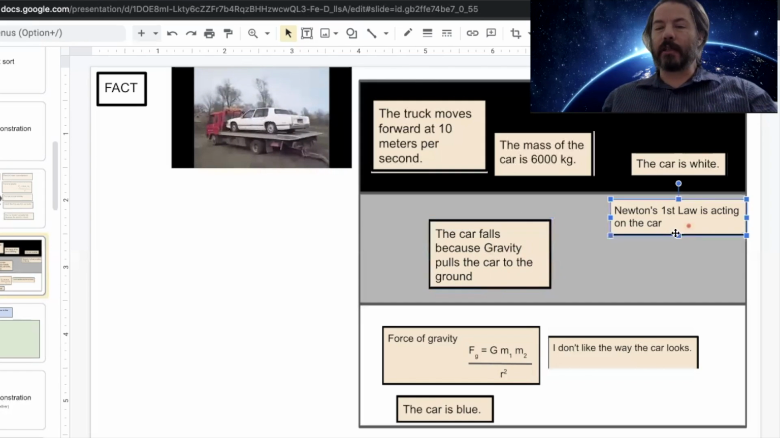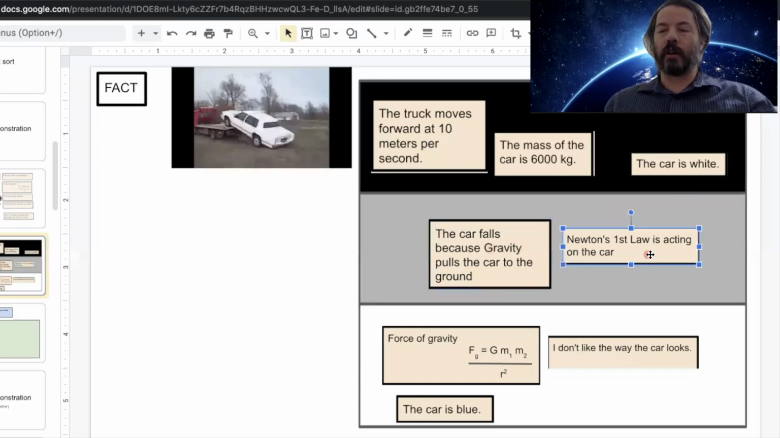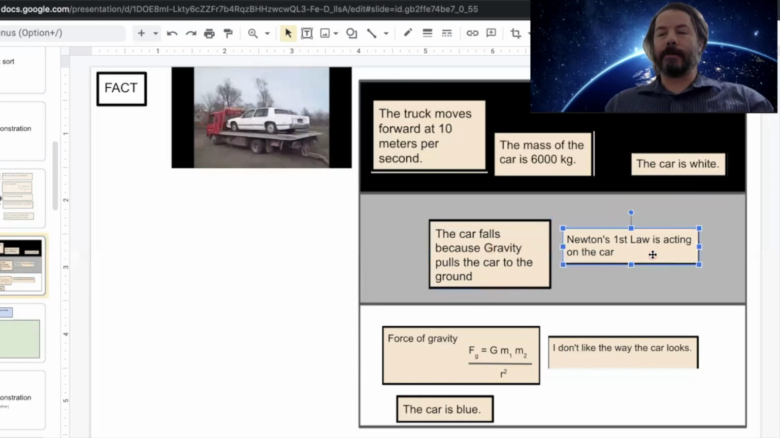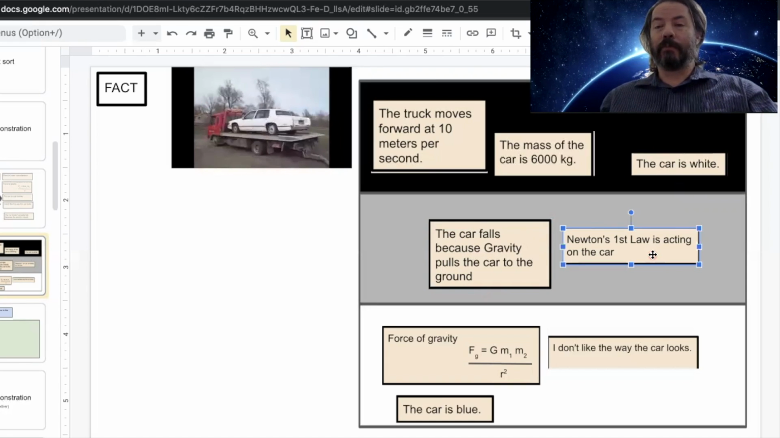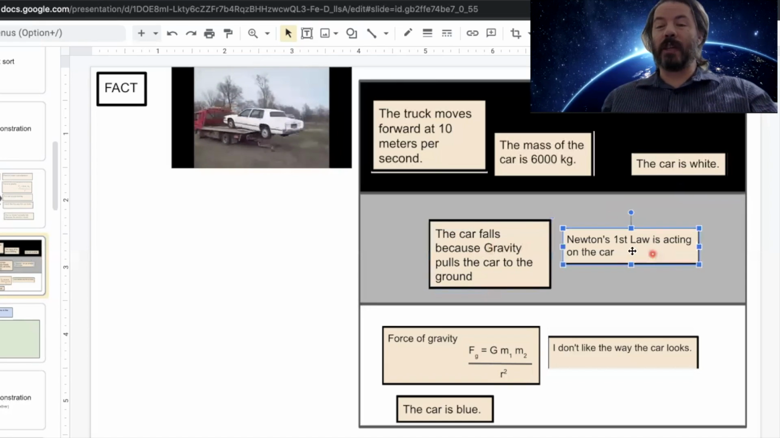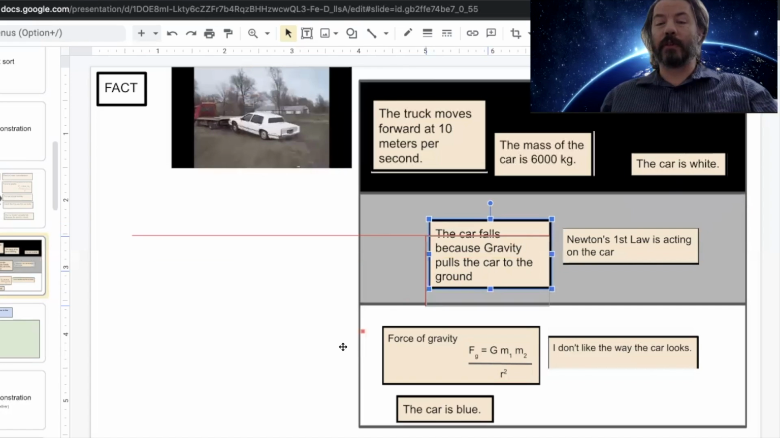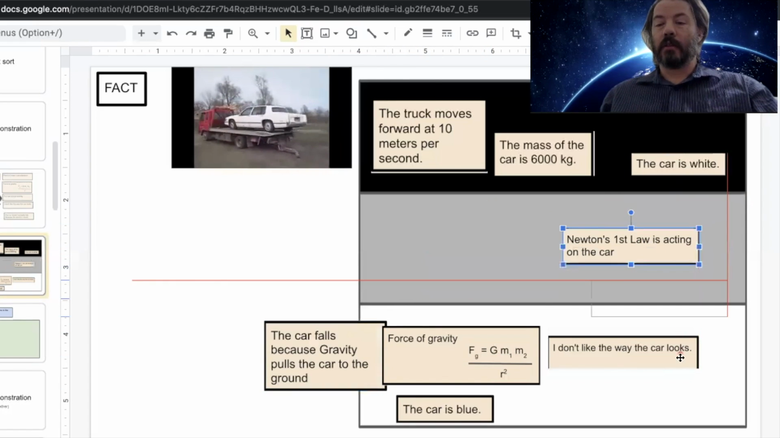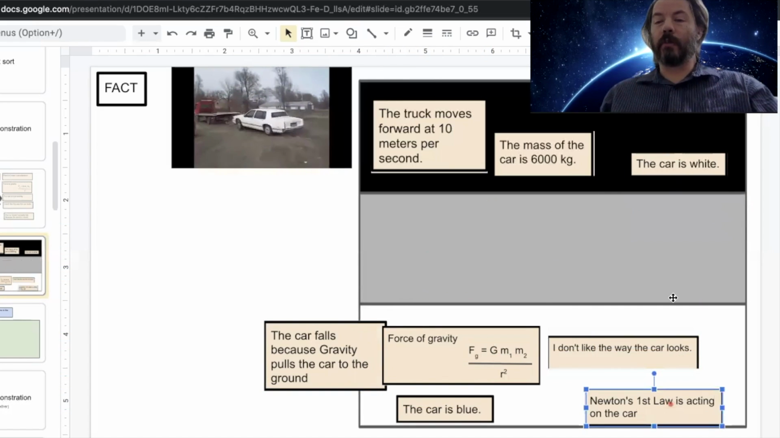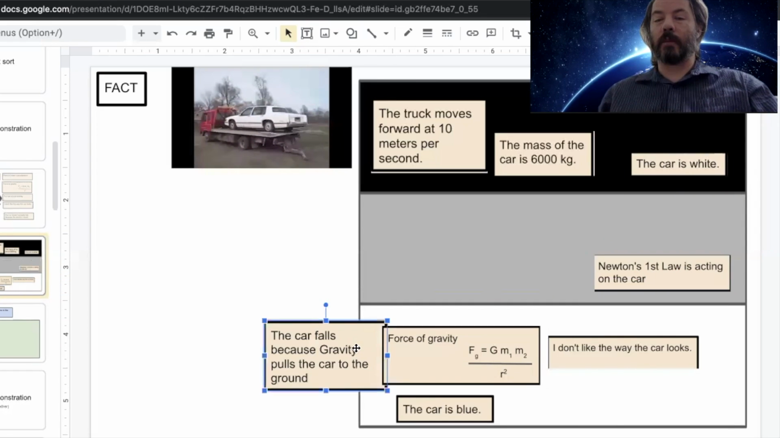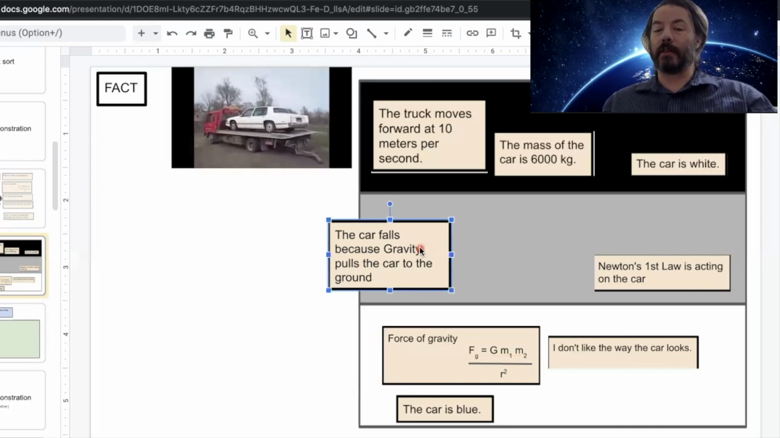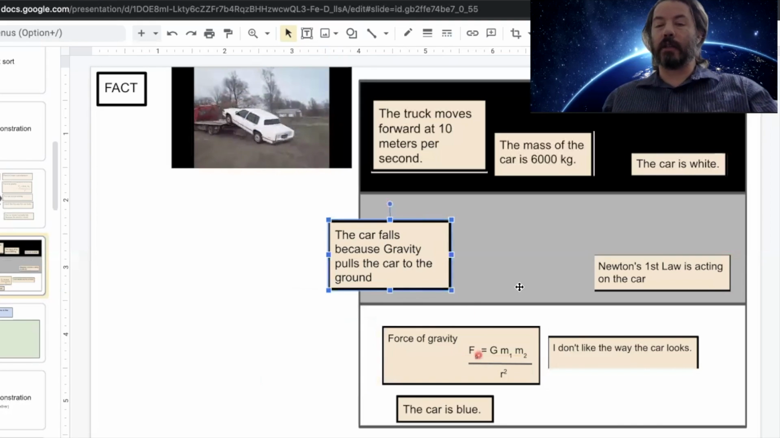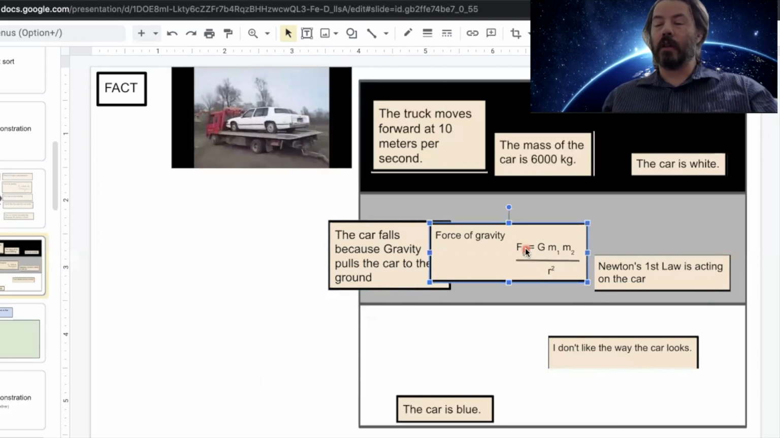So let's go back. I said I was thinking about this one. Newton's first law is acting on the car. My physics brain says, yes, I know that's true, but that's still an explanation. So we could probably argue for both of these to go down here. We could also make an argument that they go up here because they are true, but they are not measured realities that have to do with this, which means this might actually go up here as well.